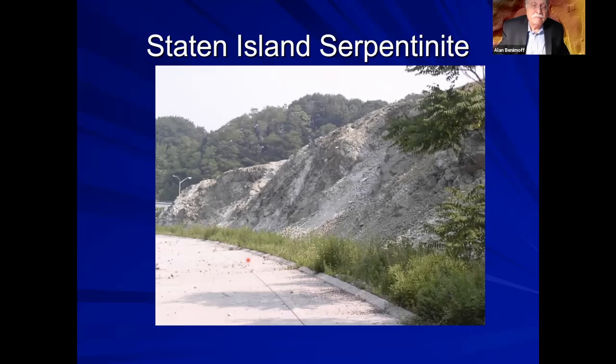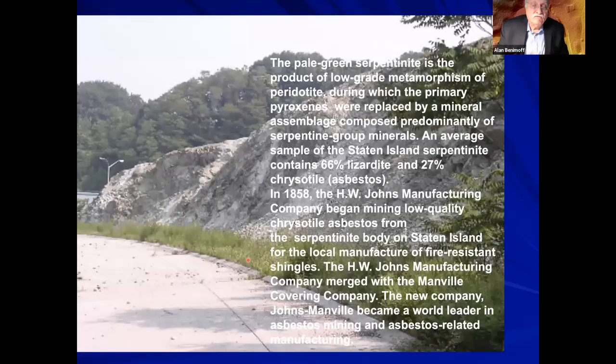But here it is. And so it's a pale green rock, the product of low grade metamorphism where the mantle rock was metamorphosed from pyroxenes and say olivines and so forth. And an average sample of Staten Island serpentinite contains 66% of this here and 27% asbestos chrysotile.